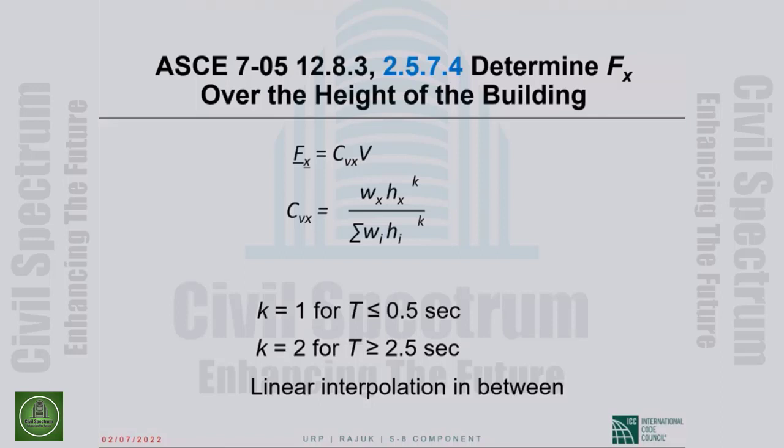For period values between half a second and 2.5 seconds, which is a lot of structures, we do a linear interpolation between a linear and a parabolic distribution. Or you can always take K of 2 and do a parabolic distribution. That is allowed by the code, but that does not make any sense.